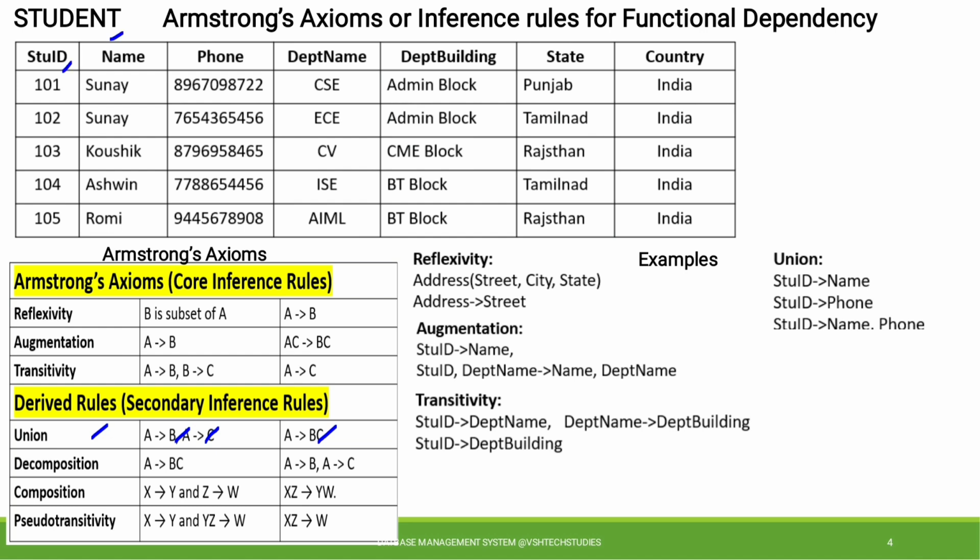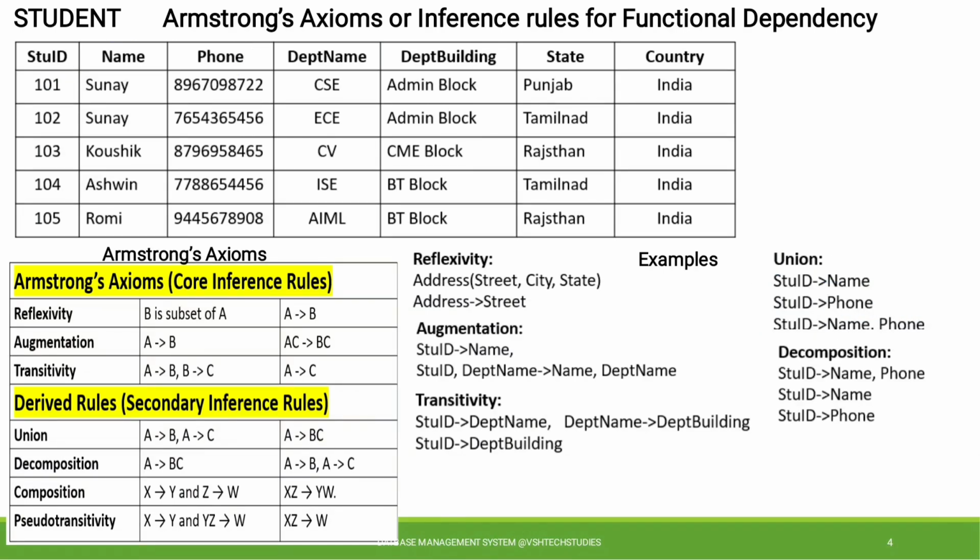Student ID determines student name, student ID determines student phone number, then student ID determines both student name and phone number. That is what is shown in union operation here. Student ID determines name, student ID determines phone. From these two FDs, now if we apply union rule, we can obtain one FD or functional dependency, that is student ID determines both name and phone. Here both the dependents are clubbed here. That is what is union operation.